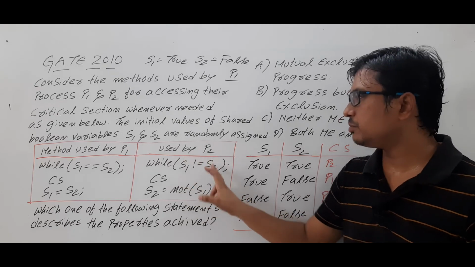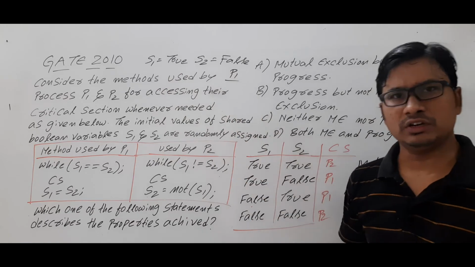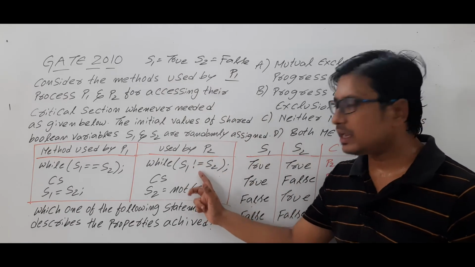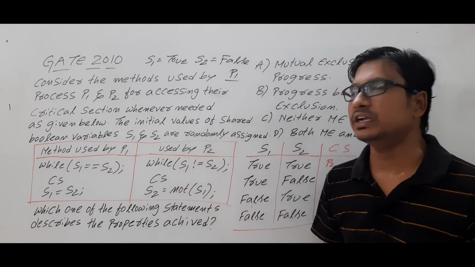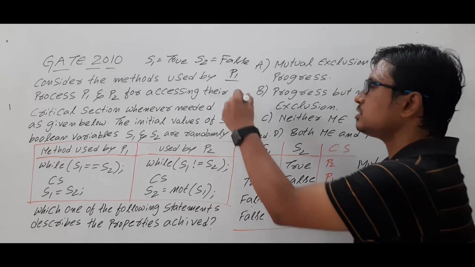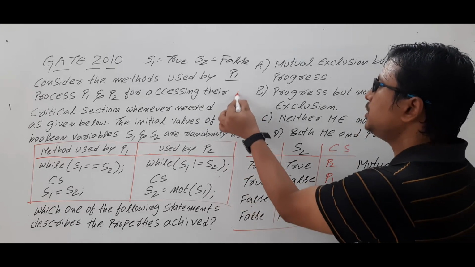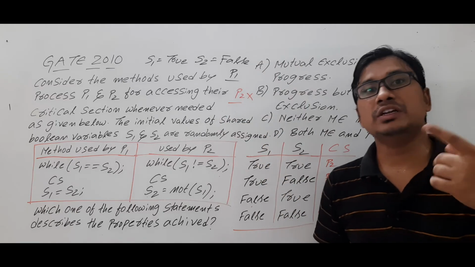Am I right? The method used by process P2 is S1 not equal to S2. Yes, true is not equal to false. So this condition is true. If this condition is true, what will happen? It will be in busy waiting only. It will keep on executing this while statement. So when process P1 is not interested to enter into the critical section, process P2 is not allowed to enter into the critical section. But what is progress?